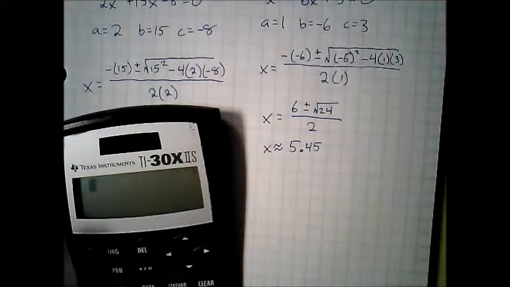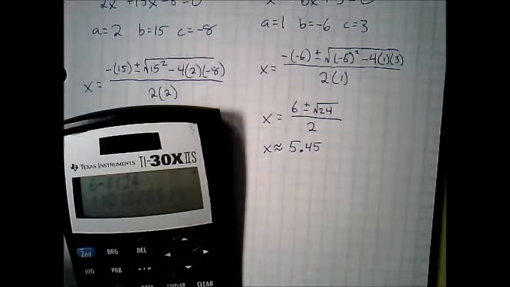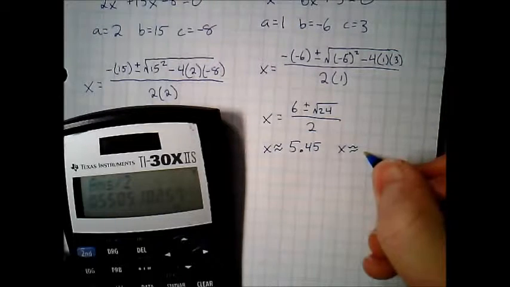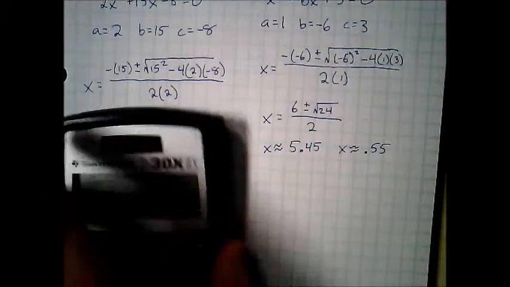Remember, we're not done yet, so we have to do it again with subtracting. So we have 6 minus the square root of 24. We hit equals. We divide by 2, and we get x is also approximately 0.55. Okay, so these are the two answers.